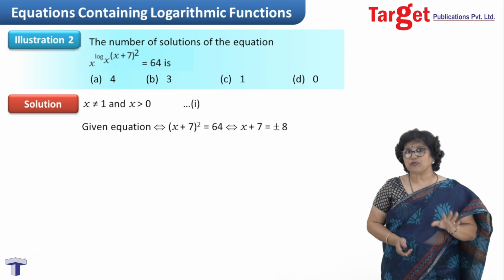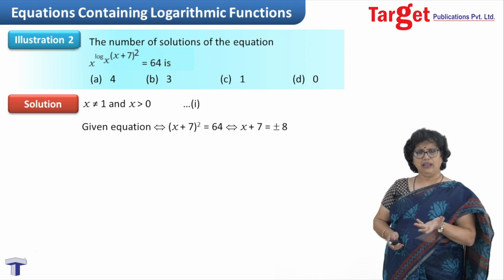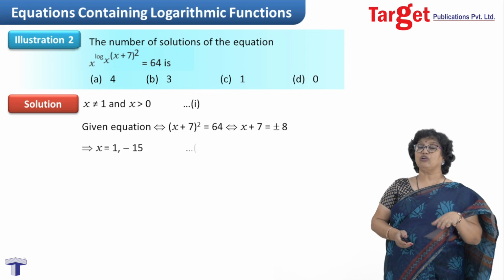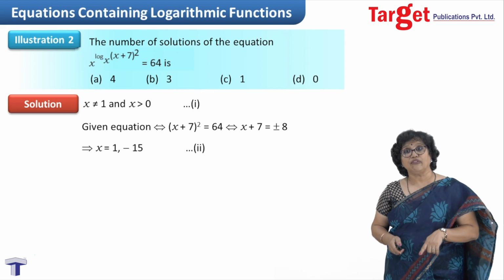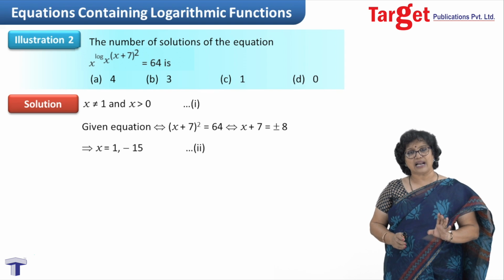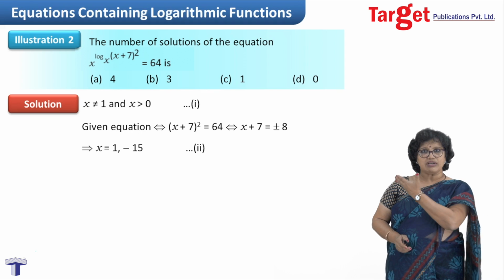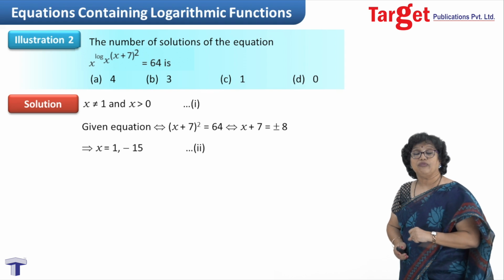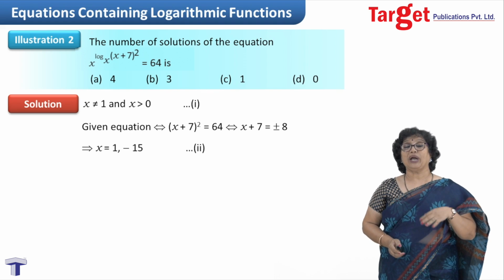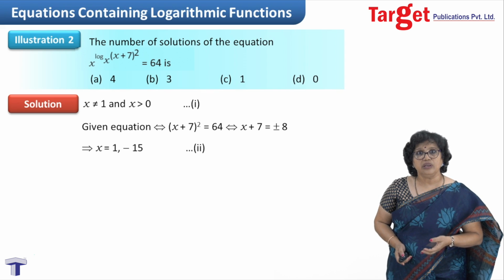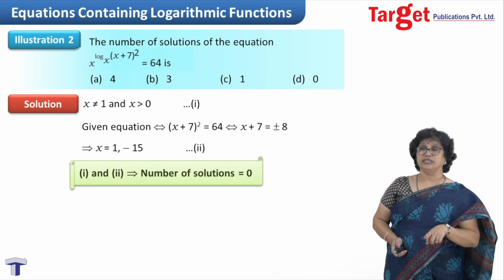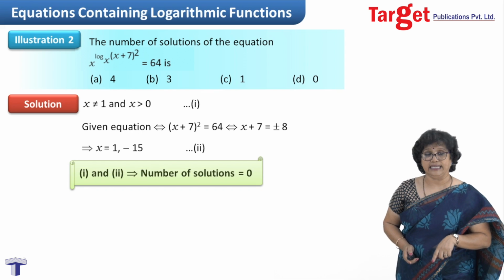And that would lead to x plus 7 equal to plus minus 8. Simple. And then that gives me x equal to 1 and minus 15. Now check which of them is in the feasible region. x equal to 1 is discarded because x not equal to 1, equation 1 tells me. And also we are saying x should be positive, so x equal to minus 15 is also ruled out. So there is no solution to the equation. So number of solutions is 0. So my correct option is D.